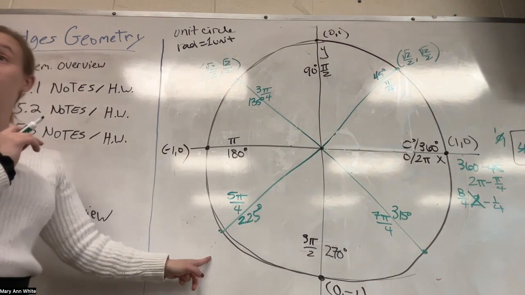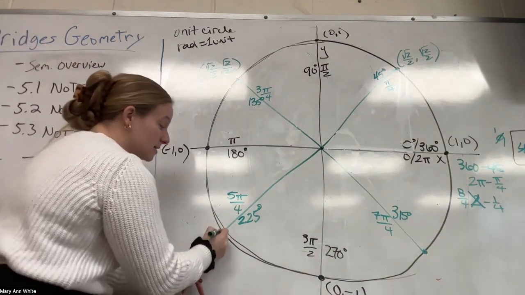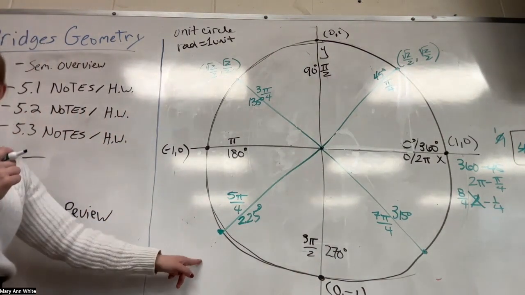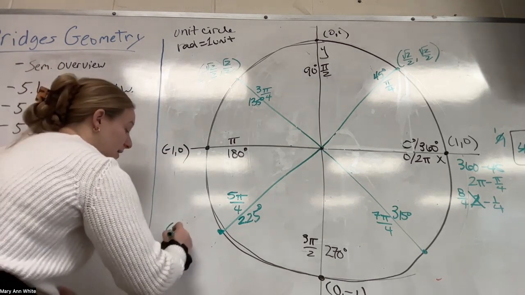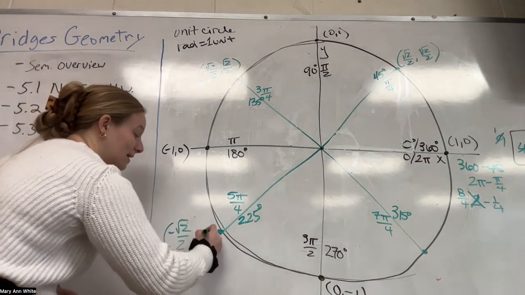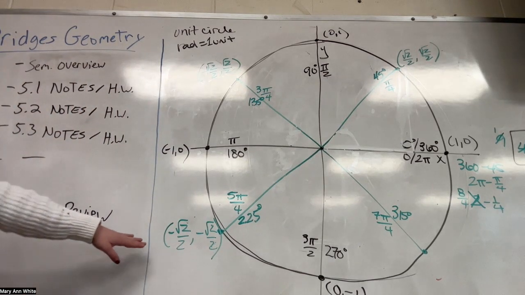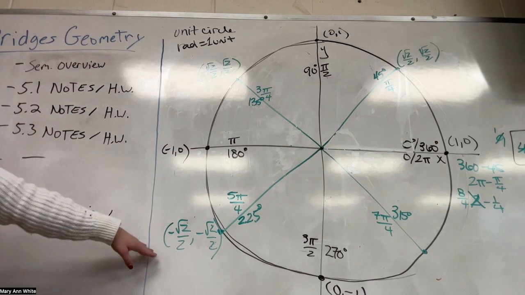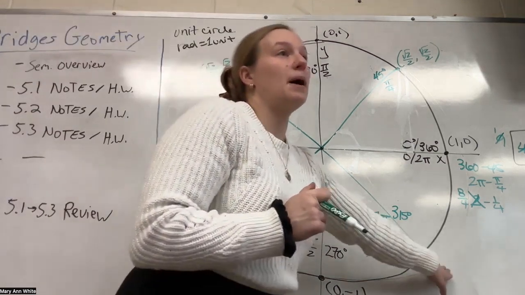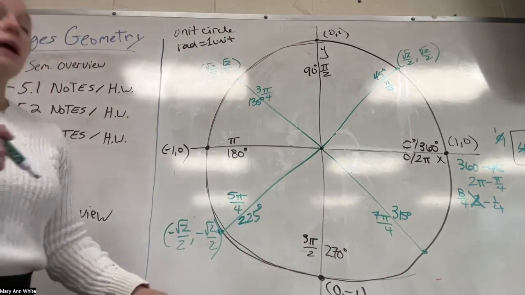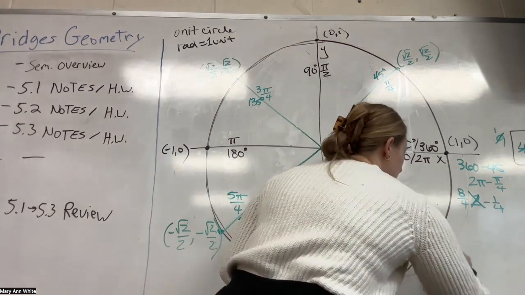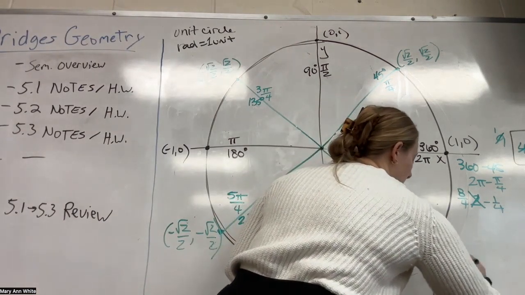I'm going to come down to this quadrant right here. What are my x's and y's going to be here, positive or negative? Negative. So it's going to be a negative root 2 over 2 and a negative root 2 over 2. Both the x and y are negative in that third quadrant. And then what about in the fourth quadrant? Is the x positive or negative? And is the y positive or negative? Negative.